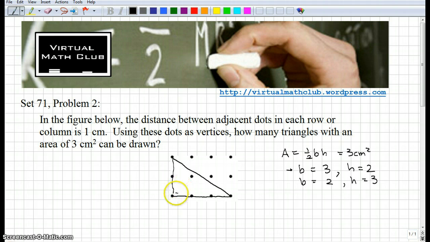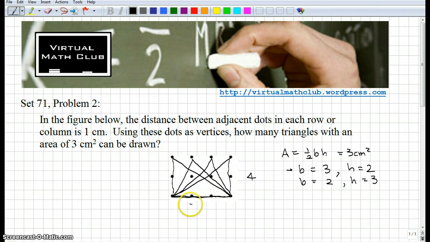And really, if I use this as the base right here and connect it to any of these dots in the top row, I get a height of 2 centimeters, and I'll have an area of 3 square centimeters. So I can draw a triangle there, I can draw a triangle here, and I can draw a triangle here. So there we go, we got 4 of them right there.